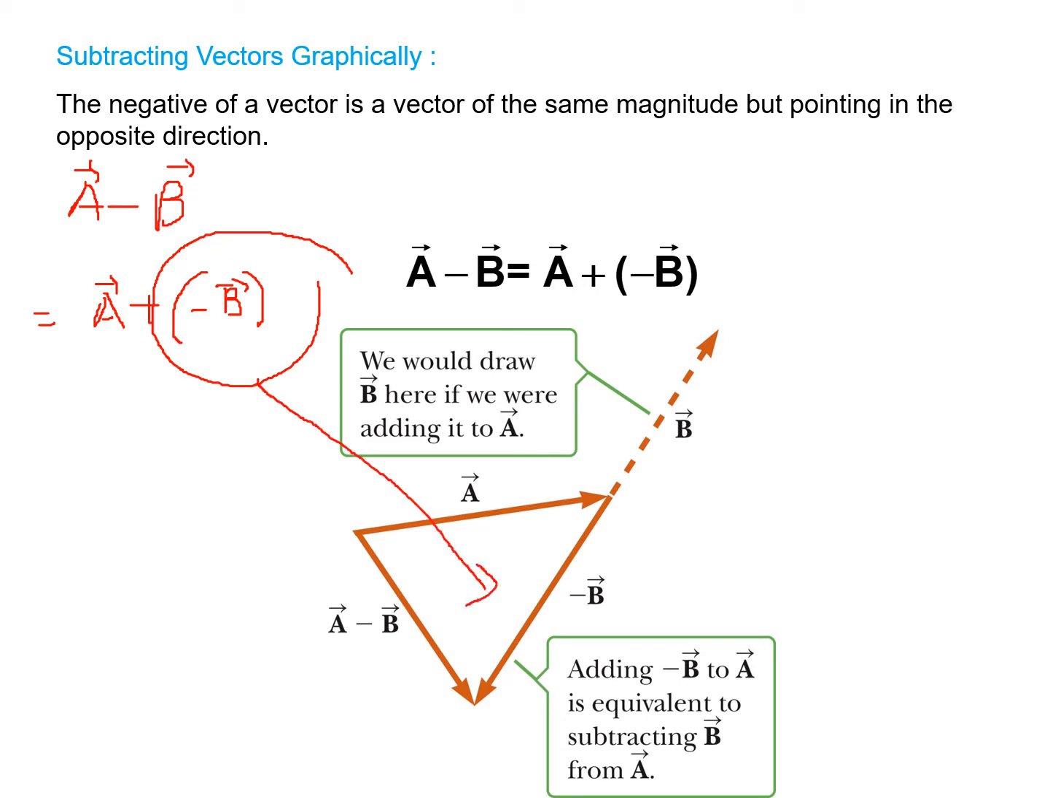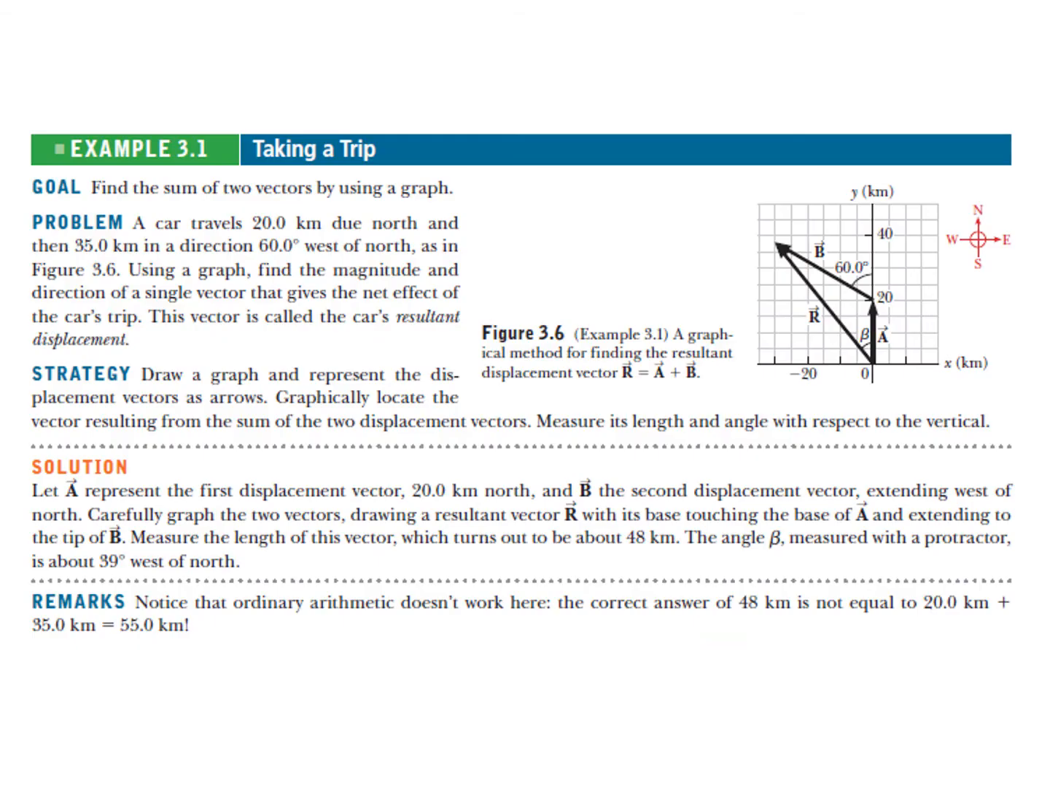Here you can see that this is positive vector B, and this one is negative vector B. You can measure here that the length of vector B is the same as the length of negative vector B. The length is the same, but the direction is opposite. So that is considered as subtracting vectors graphically.